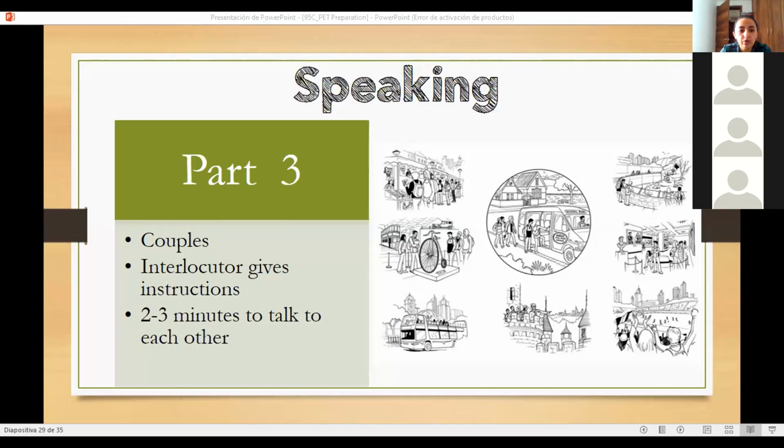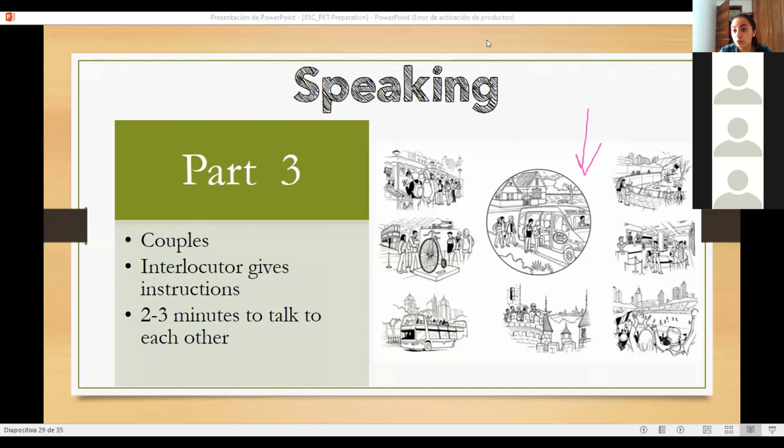in this part 3, you're going to have another picture. So the teacher is going to show you another picture as the one we have over here. Okay, this is like an example of what you're going to see in this part 3 of the speaking. You're going to have 2 to 3 minutes to talk with your classmate and make a conversation. Okay, so you will have to prepare a spontaneous conversation.